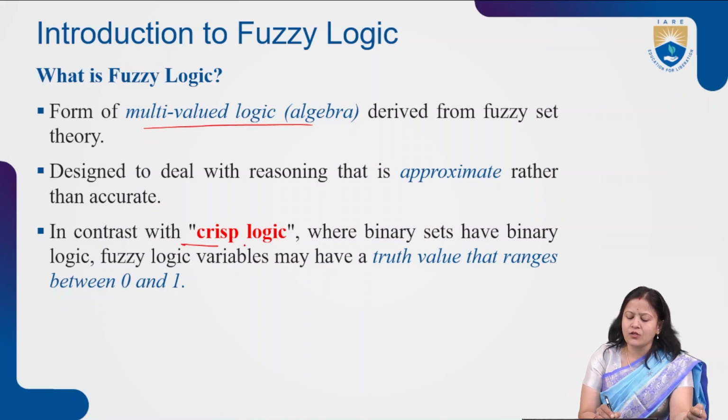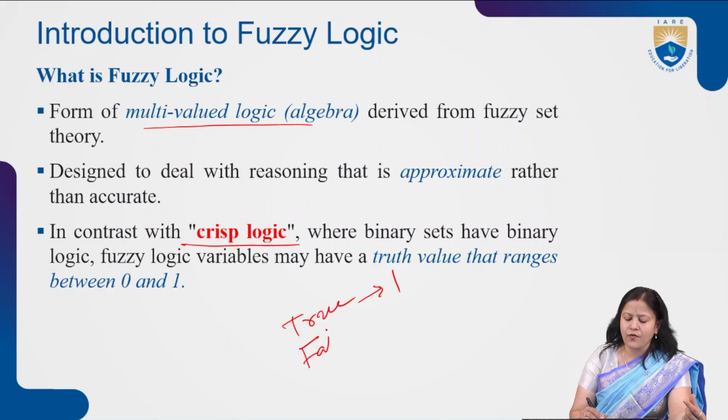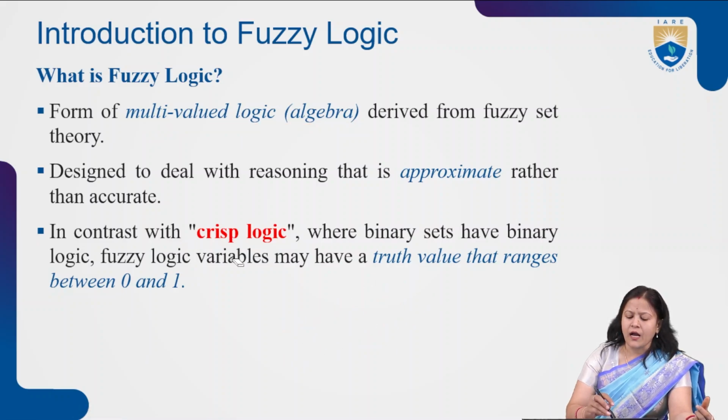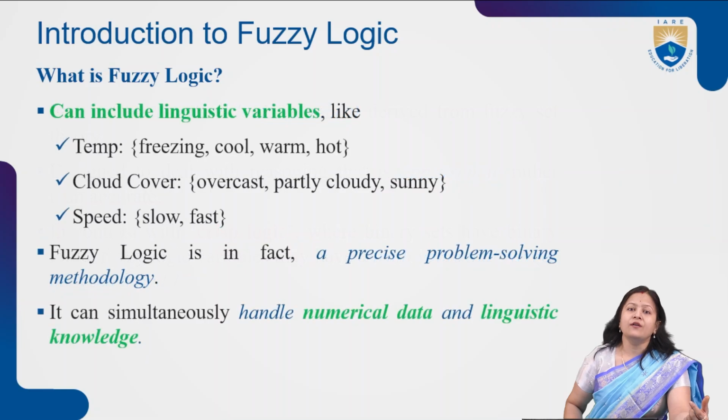This is in contrast with crisp logic, the traditional logic method, which we can also call the binary logic method, which has only two values: either true or false. If it is true, we represent it with 1; if it is false, we represent it as 0. Only two values are there in the crisp set or binary logic. But in comparison to the crisp set, fuzzy logic values range between 0 and 1.